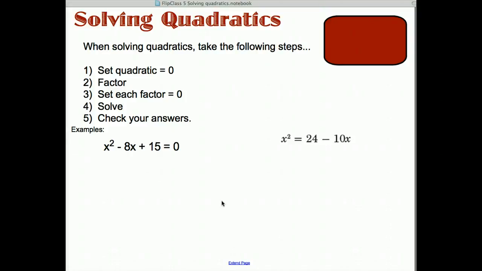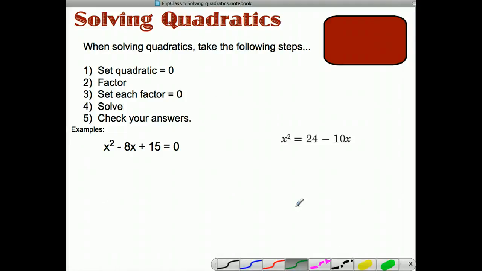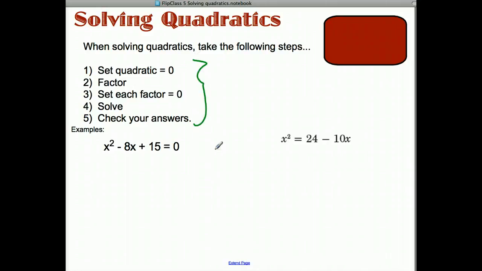Alright, hey guys, we're doing topic 5, class 5, and these steps are very important. Alright, we need to do each of these every time. So if you're someone that likes to write down steps, then look at these steps over here and make sure you understand each of them.